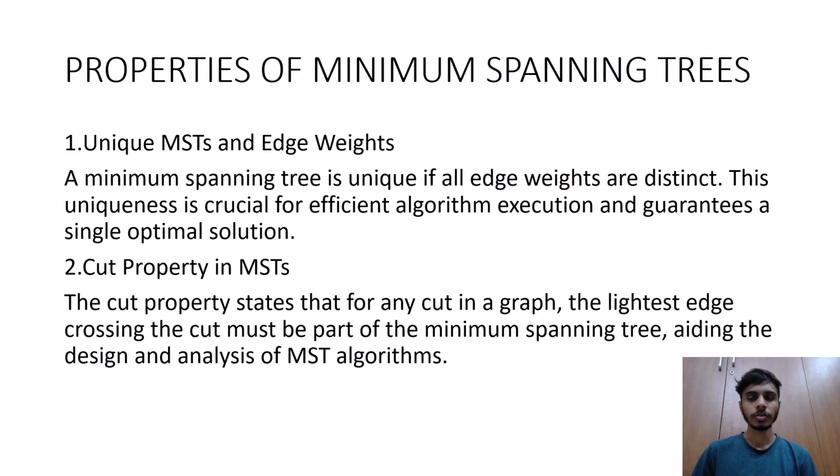Properties of minimum spanning trees. First, unique MSTs and edge weights. A minimum spanning tree is unique if all edge weights are distinct. This uniqueness is crucial for efficient algorithm execution and guarantees a single optimal solution.